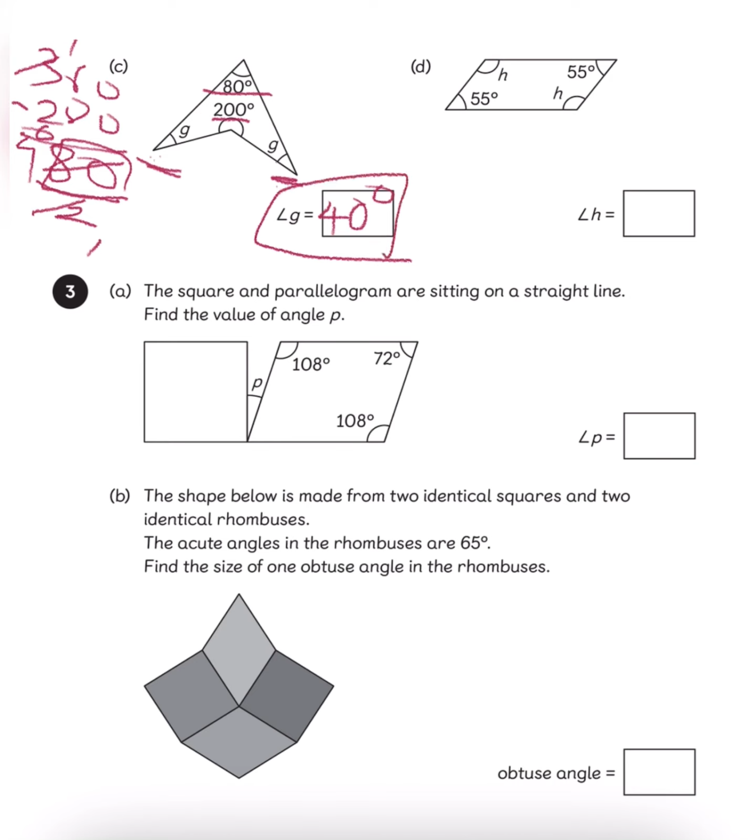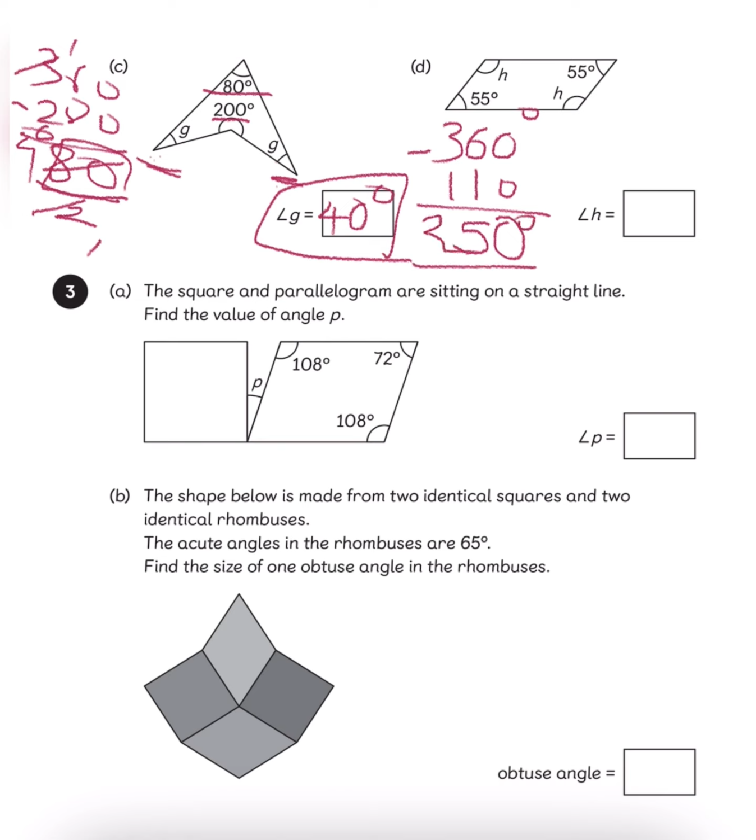Similarly, if you see this one, 55 plus 55 is 110. So 360 degrees minus 110 degrees, right? Because we know the whole quadrilateral is 360 degrees. 0 minus 0 is 0. 6 minus 1 is 5. 3 minus 1 is 2. So I get my answer as 250 degrees.